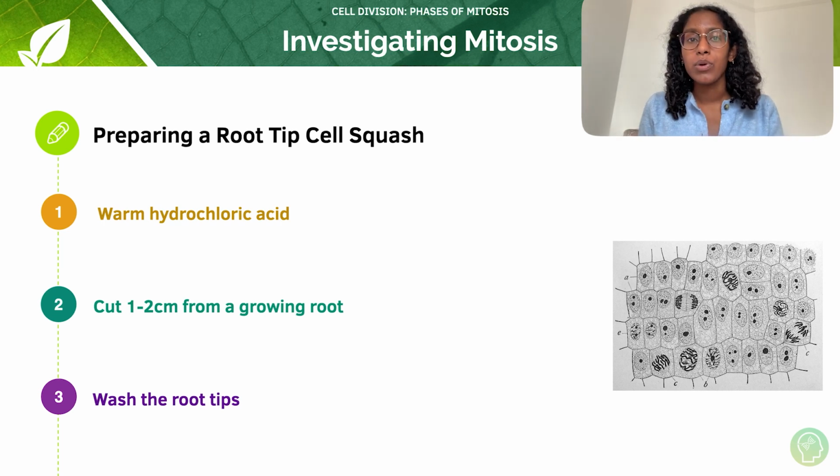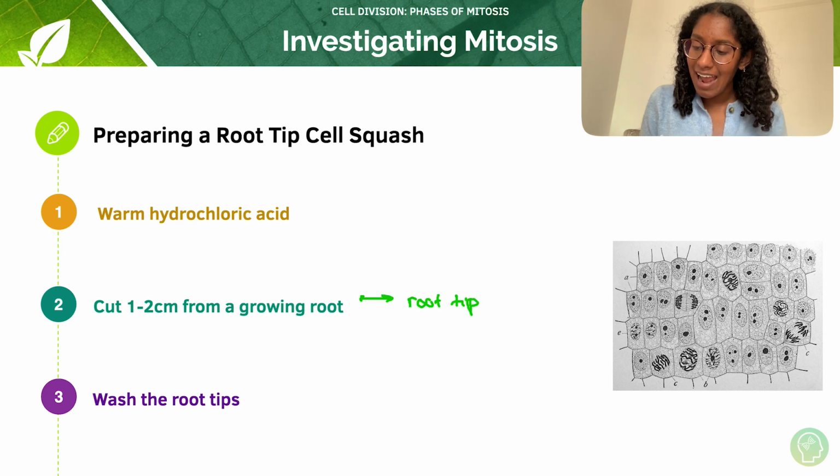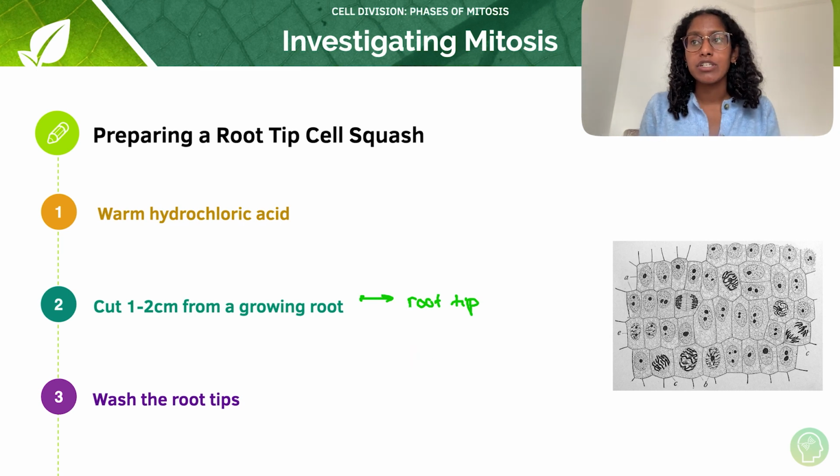So number one, we warm hydrochloric acid in a water bath at 60 degrees Celsius. Then we cut 1 to 2 centimeters from a growing root to get the root tip, which is the active region where mitosis is occurring. So this is what we're interested in. So we can cut the root using a scalpel. And the growing root tip can be from any plant, such as a potato or onion.